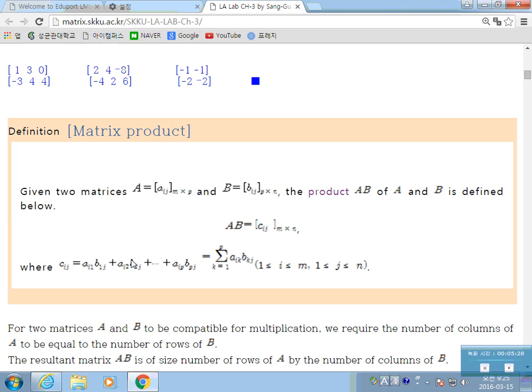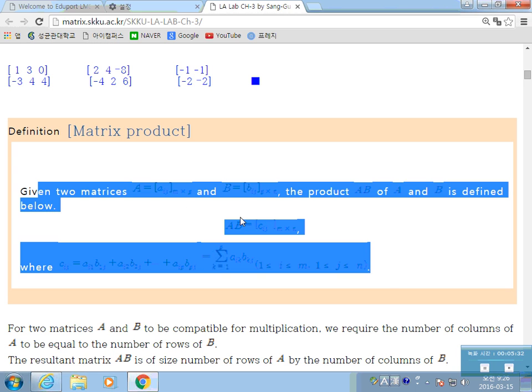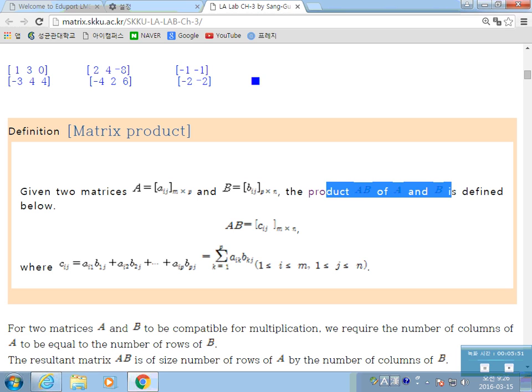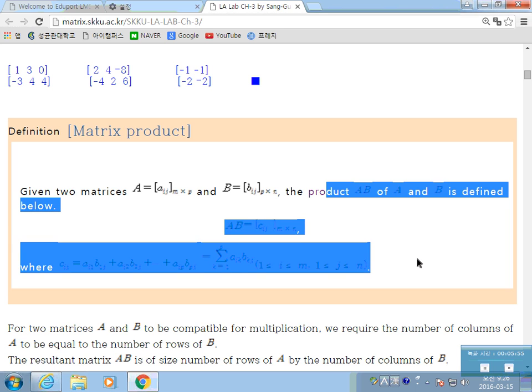Okay. And matrix product, I think this is the first new thing for you. When we have two matrices, one of size m by p and the other of size p by n, the product AB of A and B can be defined as follows.